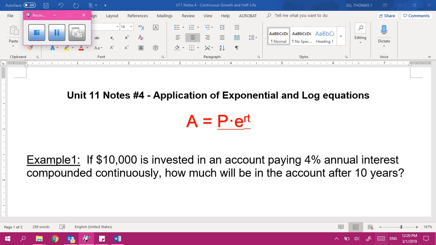So we are on Unit 11, Notes number 4, Application of Exponential and Log Equations in this fun-filled, action-packed, non-flipped Algebra 2 classroom video with me, Coach Gu. This is the last section of notes before the test. This is going to be about the continuous growth formula, which we've already done before, and a new formula called half-life.